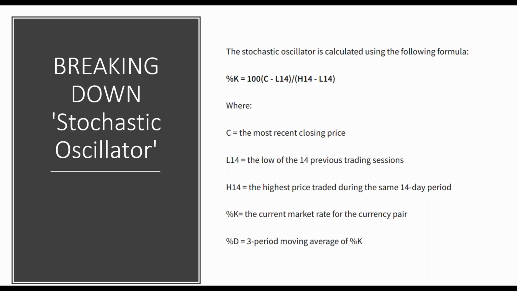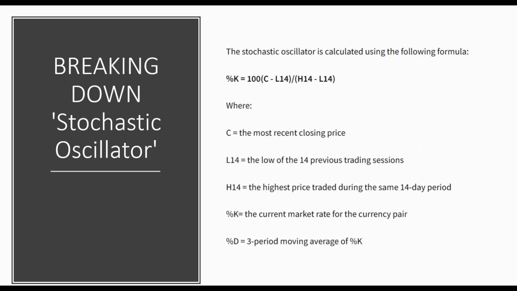So I'll try to break it down a little bit for you. The stochastic oscillator is calculated using the following formula. %K is equal to 100 times the close minus L14. L14 is the low of the last 14 trading sessions. That is divided by the high of the last 14 sessions minus the low of the last 14 sessions. So it's not a complicated mathematical calculation.